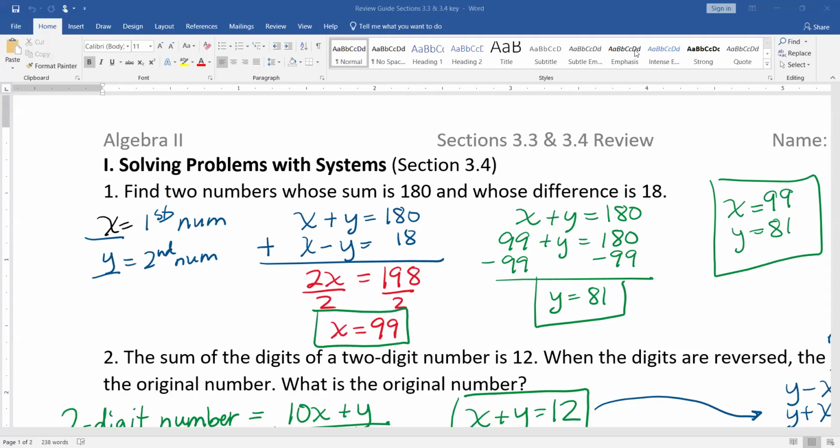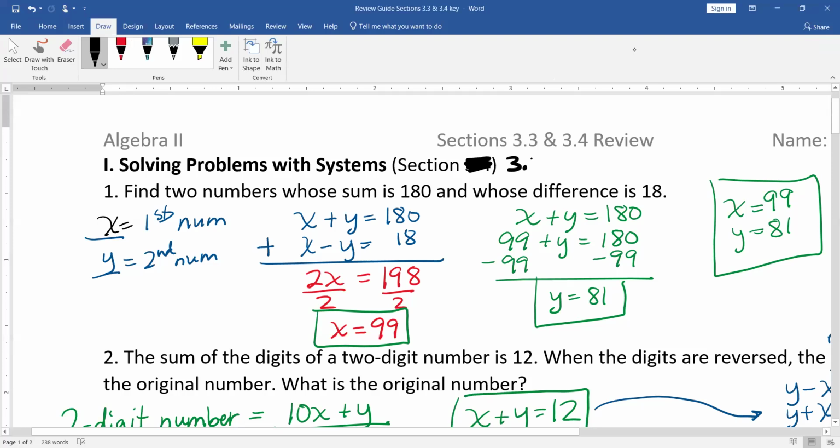Recording in progress. So in Algebra 2, we did a review guide covering sections 3.3 and 3.4. I'm going to leave these up, the ones that we did in class, for just a second so you can pause the video and get those copied down. This is section 3.3.